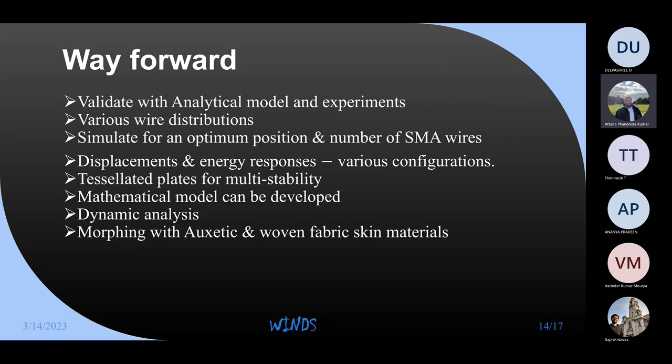And tessellated plates means we can combine those composite plates in parallel and in series, so that we can get multi-stability. That multi-stability can affect the shape morphing of the trailing edge. And an analytical mathematical model needs to be developed. And dynamic analysis, and acetic and woven fabric skin material can also be checked with these laminates.